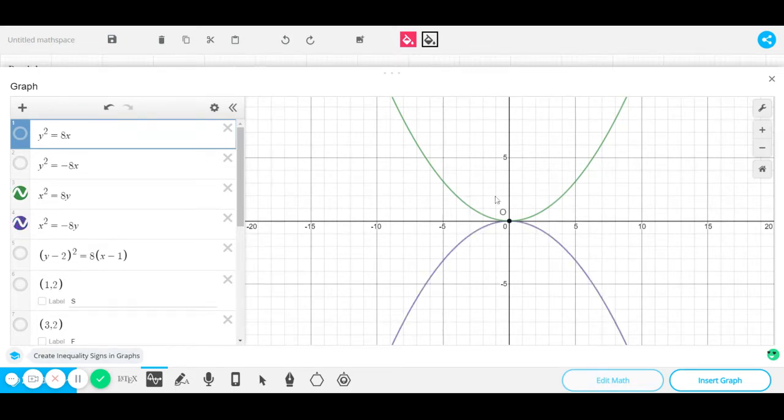So for the purple violet colored graph that we see here, y is given a negative coefficient. So we give y a negative coefficient and we see that the parabola moves towards minus infinity with respect to the y-axis.